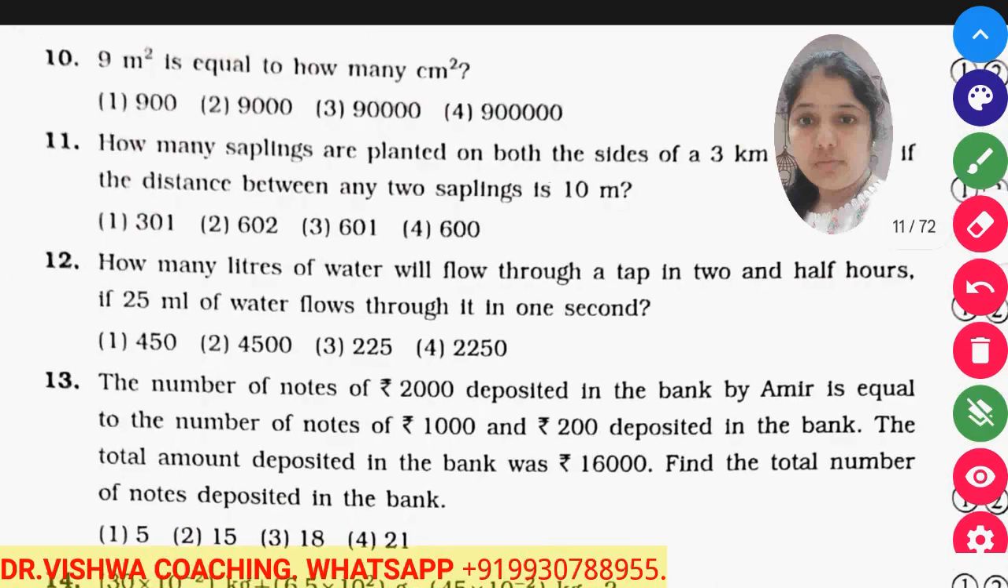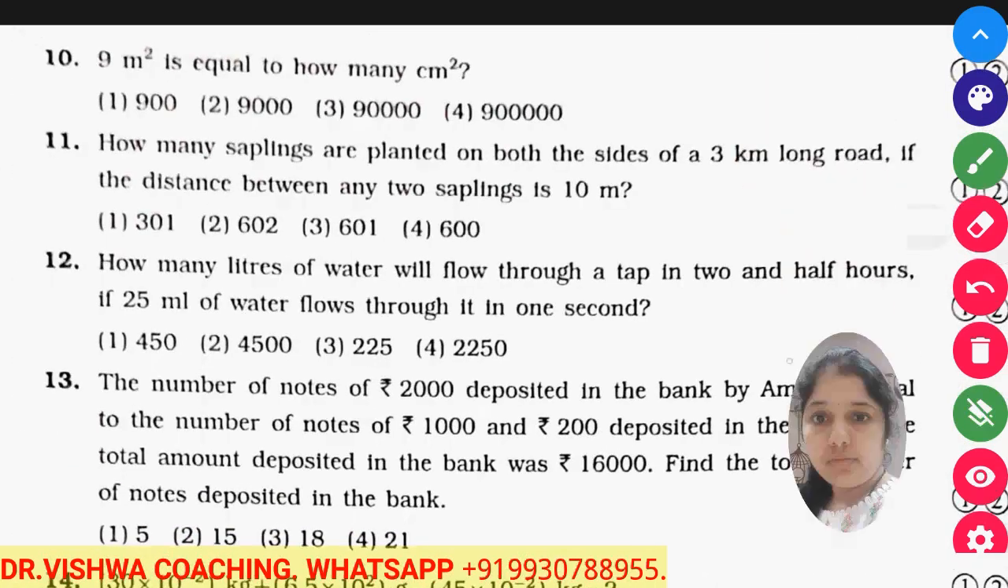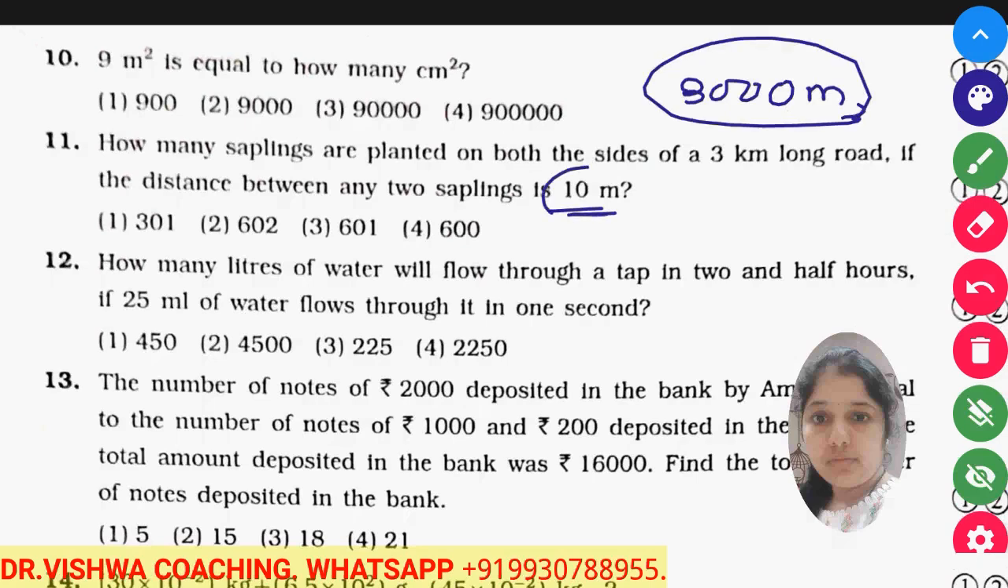Now the next one, how many saplings are planted on both the sides of a 3 kilometer long road if the distance between two saplings is 10 meter? Now again here same thing is there. 3 kilometer means 3000 meter long road is there. Distance between two saplings is 10 meter. So divide this 3000 by 10. So 300 you get as an answer.